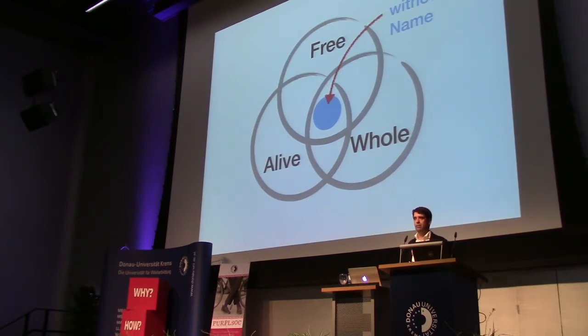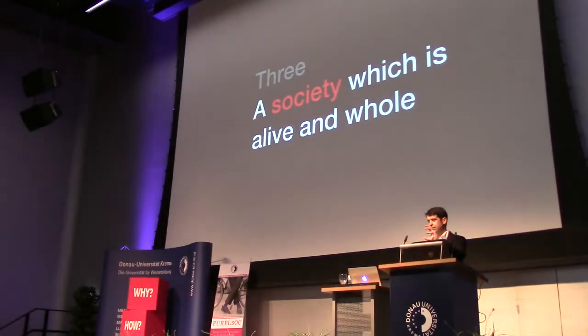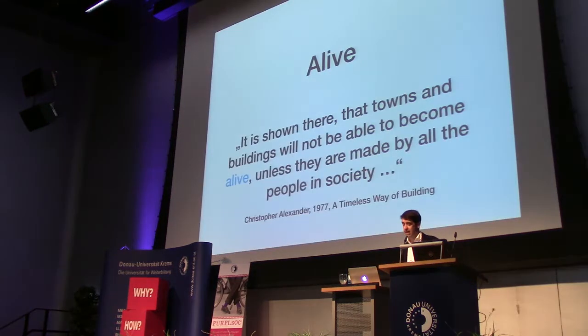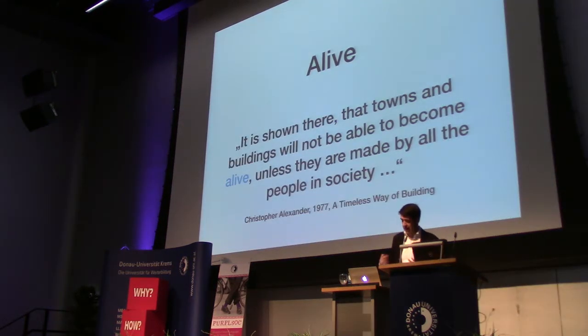Now we've turned the pattern again. We've had 2 descriptions. Now we look at the third description. What is a pattern? A pattern works towards a society which is alive and whole. Alexander says, alive. It is shown there that towns and buildings are only able to become alive if they are made by all the people in society.